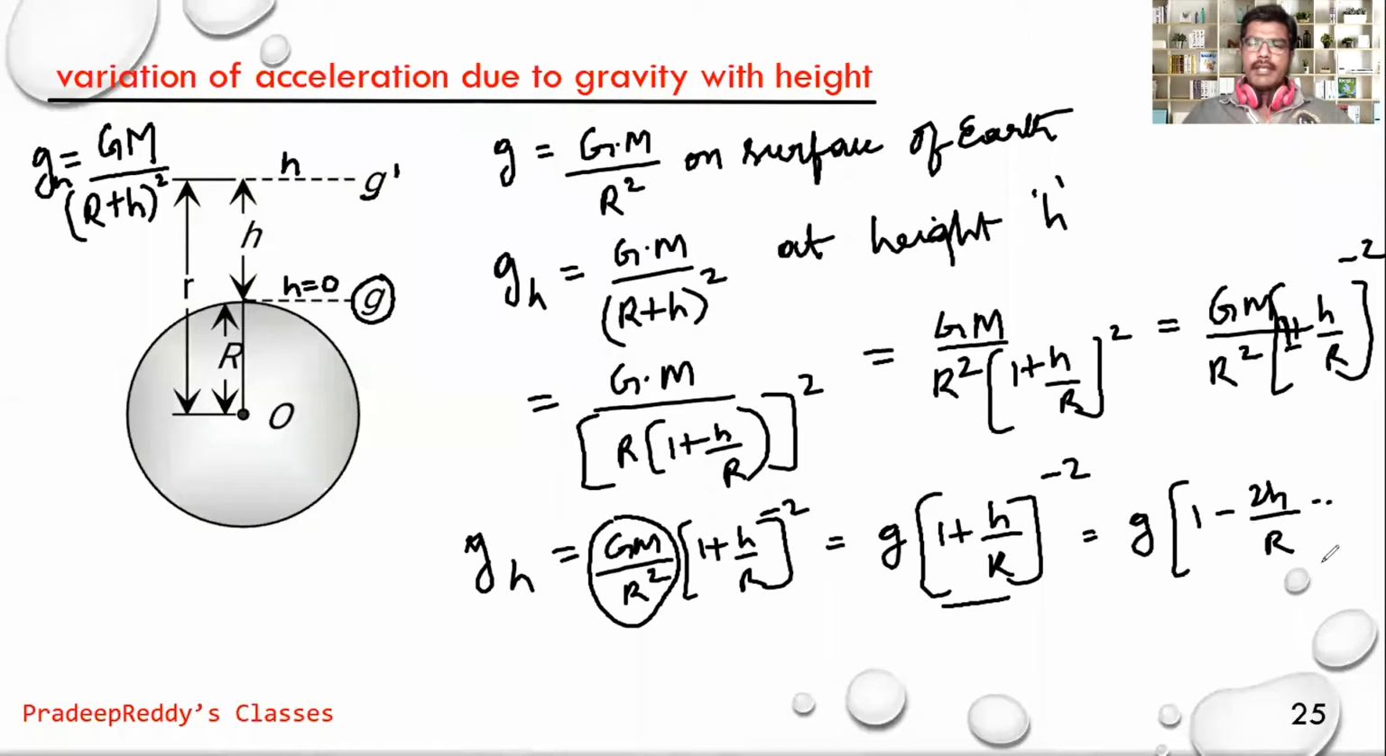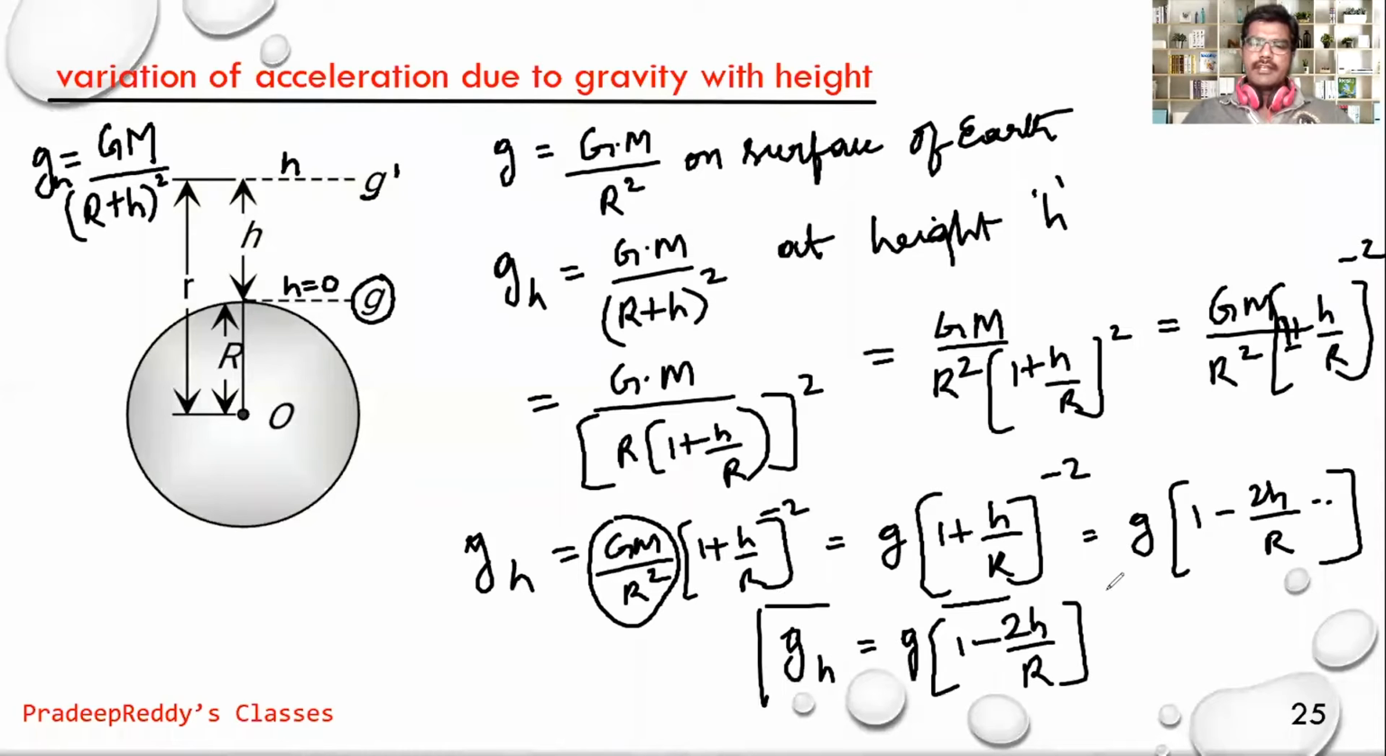Higher order terms can be neglected since h is very much less than capital R. As the height which you are taking from the surface of the earth is usually very small compared to the radius of the earth, the higher order terms, h square by R square, h cube by R cube, can be neglected if you expand this series. So finally, you can write acceleration due to gravity at height h as g into (1 minus 2h divided by R). This is the equation for acceleration due to gravity.